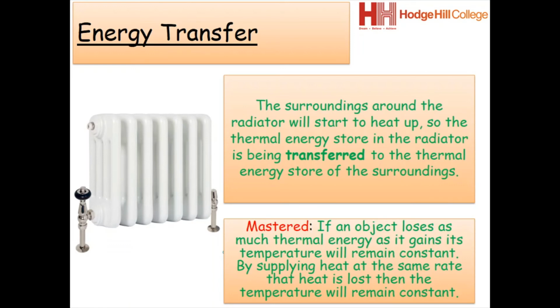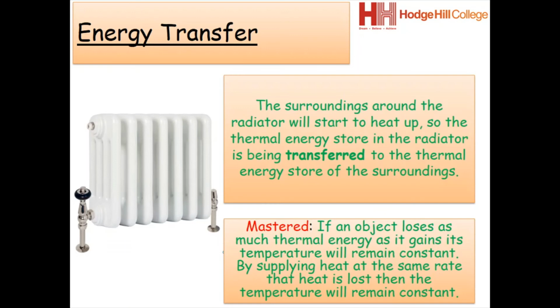Okay, so the master part of the question: it says if an object loses as much thermal energy as it gains, its temperature will remain constant. By supplying heat at the same rate that the heat is lost, the temperature will remain constant. So what that means is, because radiators are heated with hot water, if the heat from the hot water is being transferred from the hot water's thermal energy store to the metal of the radiator's thermal energy store faster than it is being transferred to the air's thermal energy store, that means the radiator will increase in temperature.